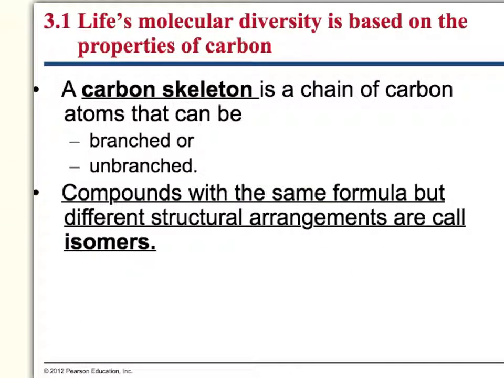So a carbon skeleton is a chain of carbon atoms that can be branched or unbranched. We can kind of look at that. I think I have some pictures here in the next slides. And compounds with the same formula but different structural arrangements are called isomers, and I am going to show you a picture of that as well. If not, I definitely showed a picture of this in the guided reading. I gave you some isomers of sugar.